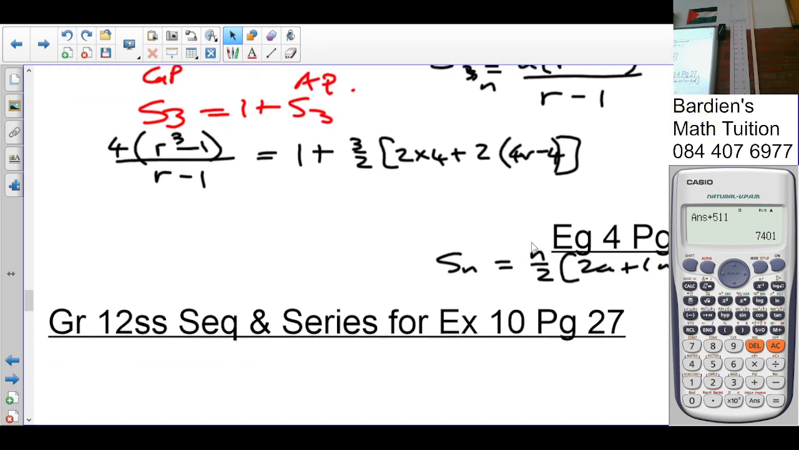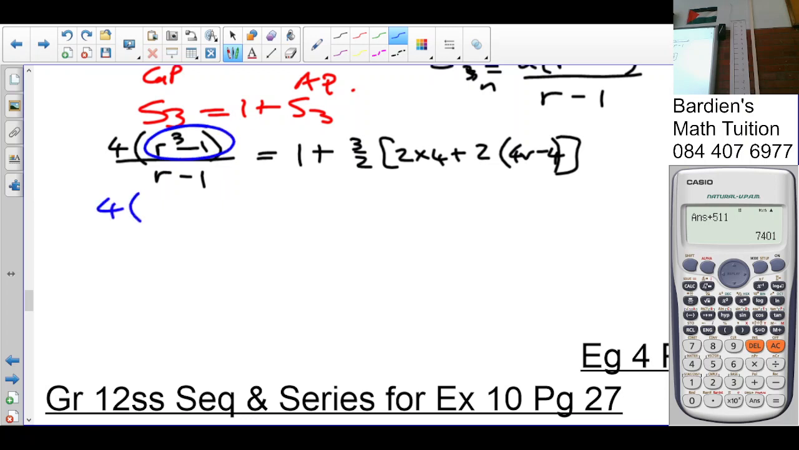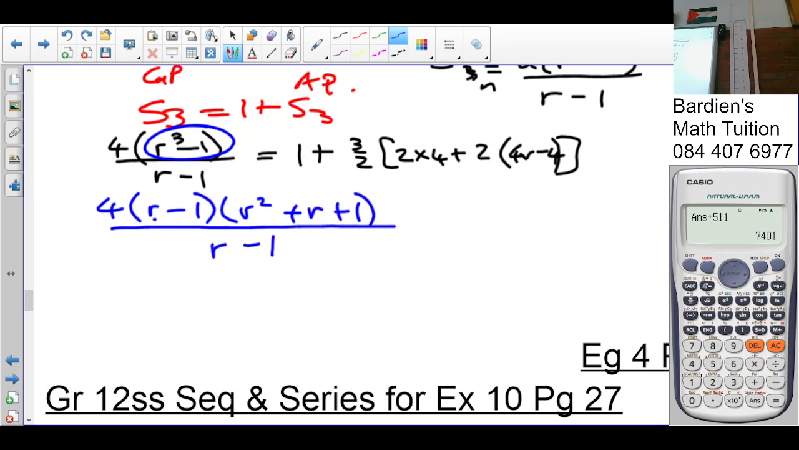Alright, let's just pull that down now. Let's take this off. So that's the difference of cubes. We've done that in grade 10. So the cube root of r cubed is r, minus 1. We square the first term, gives you r squared. Negative r times negative 1 is going to be positive r, plus 1 is the last term squared, over r minus 1, is equal to 1 plus 3 over 2 into, that's going to give me 8 plus 8r minus 8.